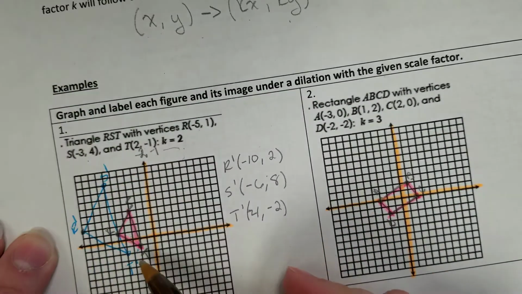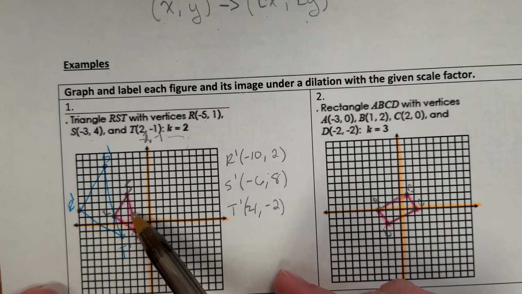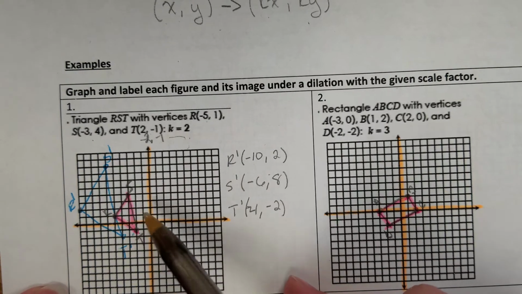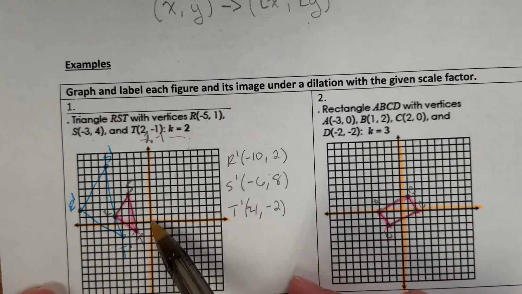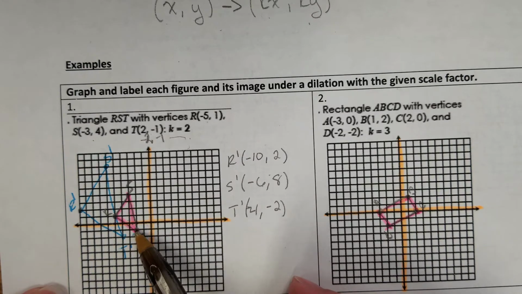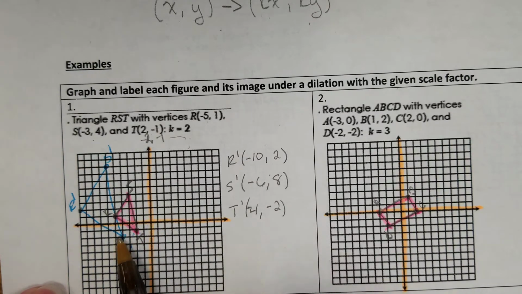So this dilation, we started with this shape here, and the dilation made it larger, but the dilation also changes the distance from the origin. So the distance from the origin to T prime is twice the length of the distance from the origin to T.